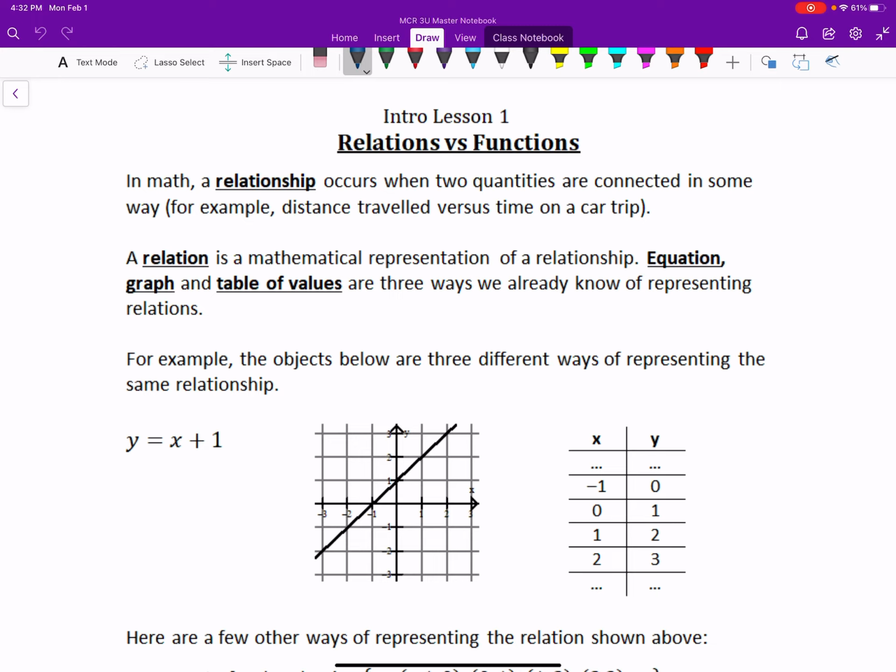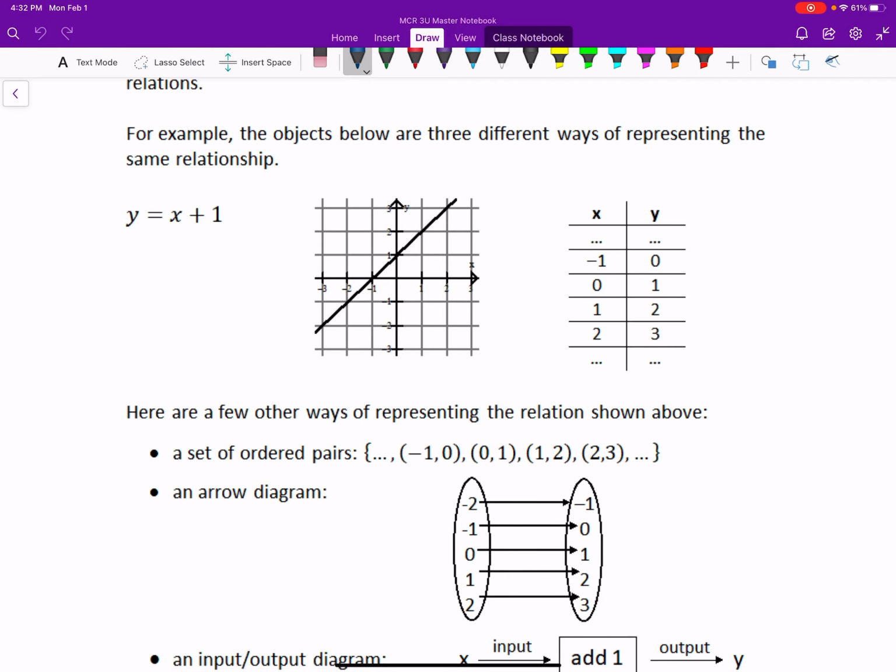And we could do that with an equation, a graph, or a table of values. These are all ways that we already know for representing relations. So for example, the objects below are three different ways of representing the same relationship. What we have is an equation, we have the graph here, and we've got the table here, right? Three different ways of representing the exact same relationship.